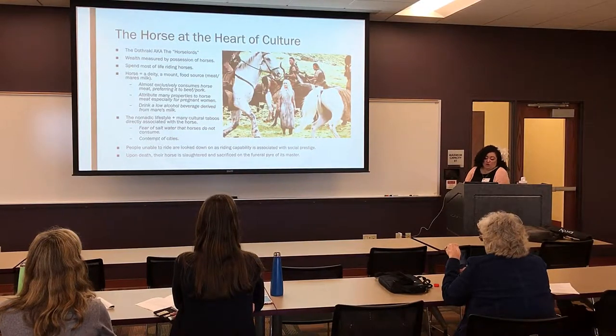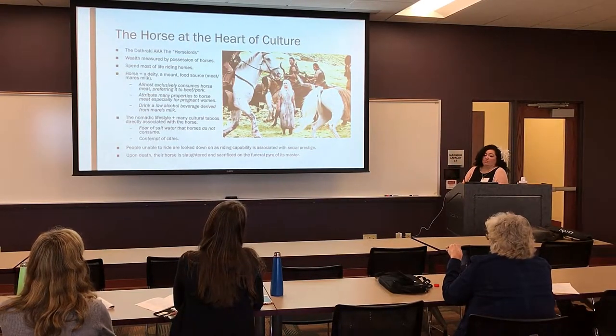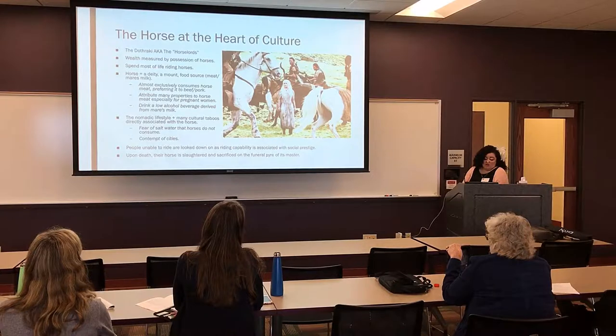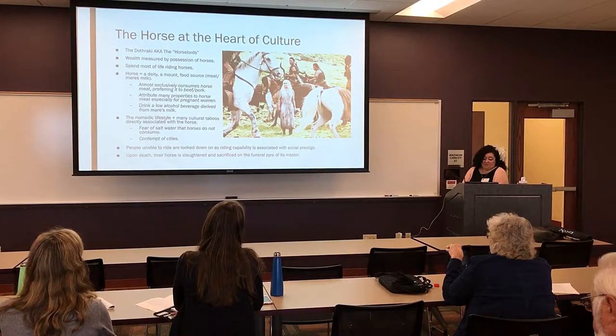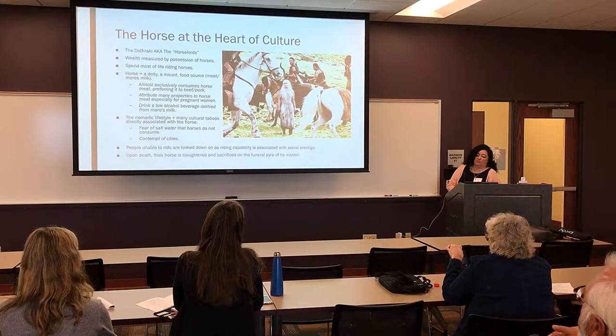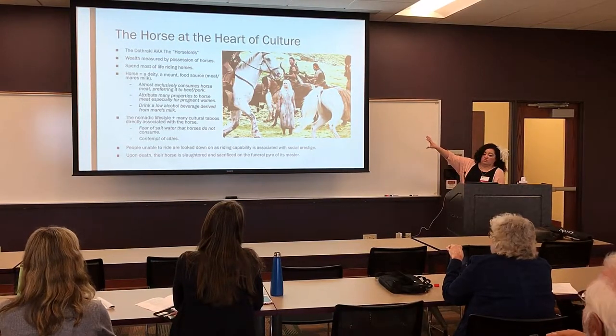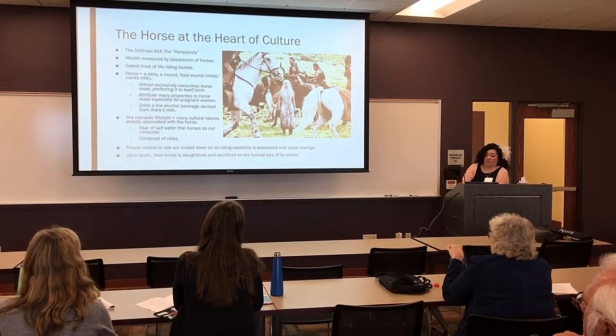People who are unable to ride are looked down on because riding capacity or capability is associated with social prestige. You could live in this culture your entire life. If you fall off a horse every time you try to mount, you are not somebody that's going to be respected in that culture. And upon death, they slaughter the horse and sacrifice it with their owner. Because you don't want to go into the afterlife without your horse. You need your mount with you still. So you see, what's most important to their culture directly affects their language and how they're going to talk to each other.